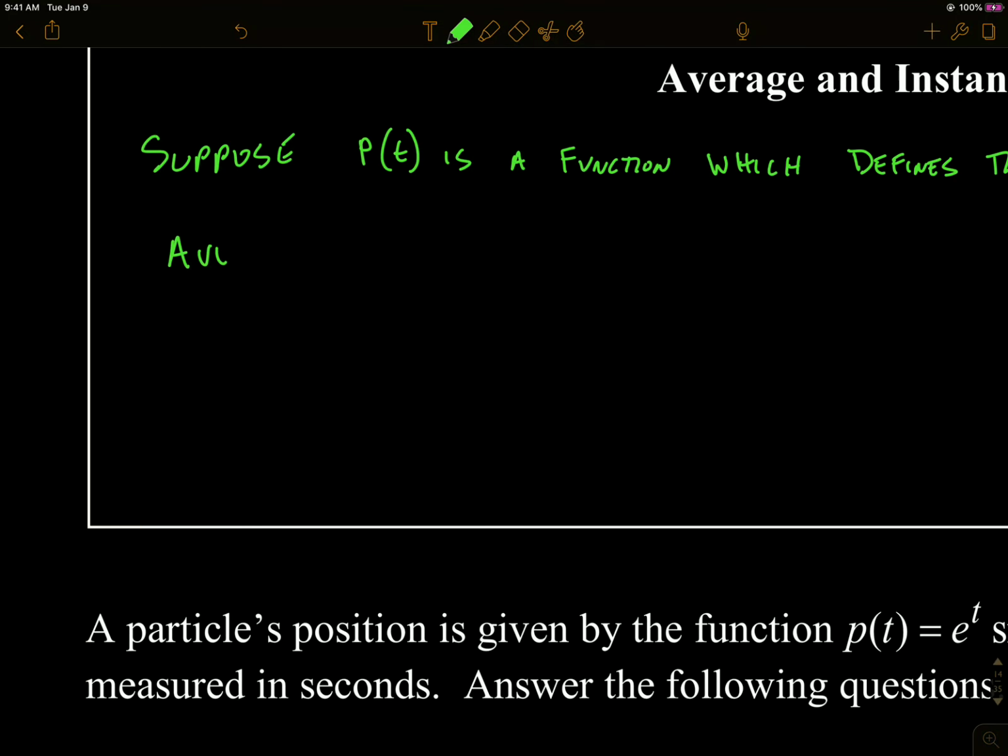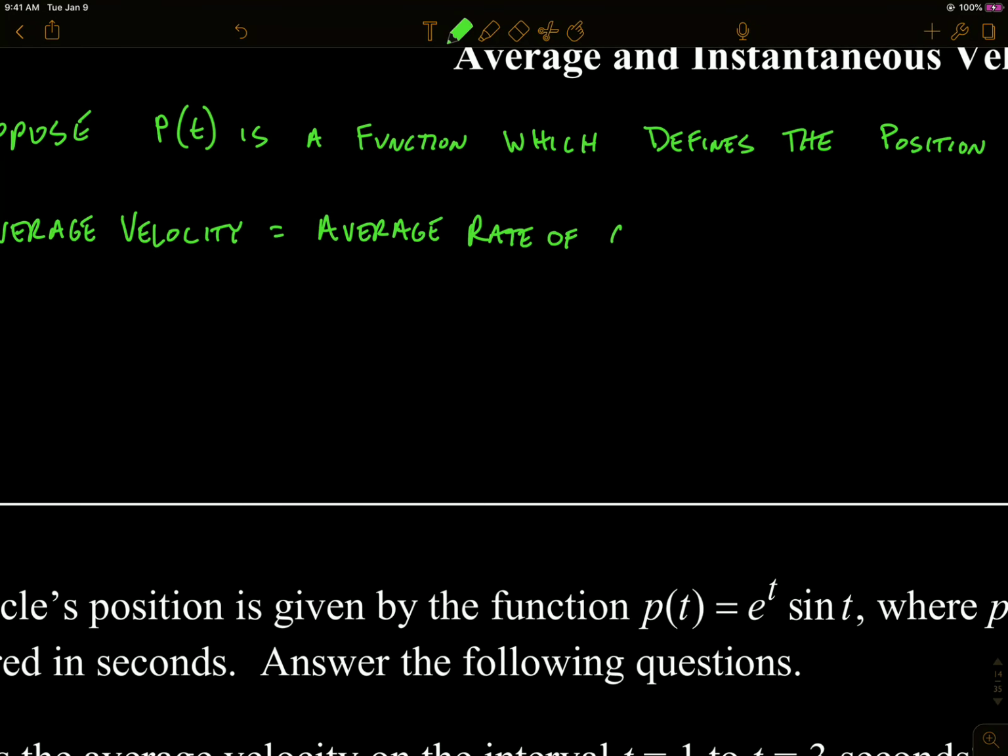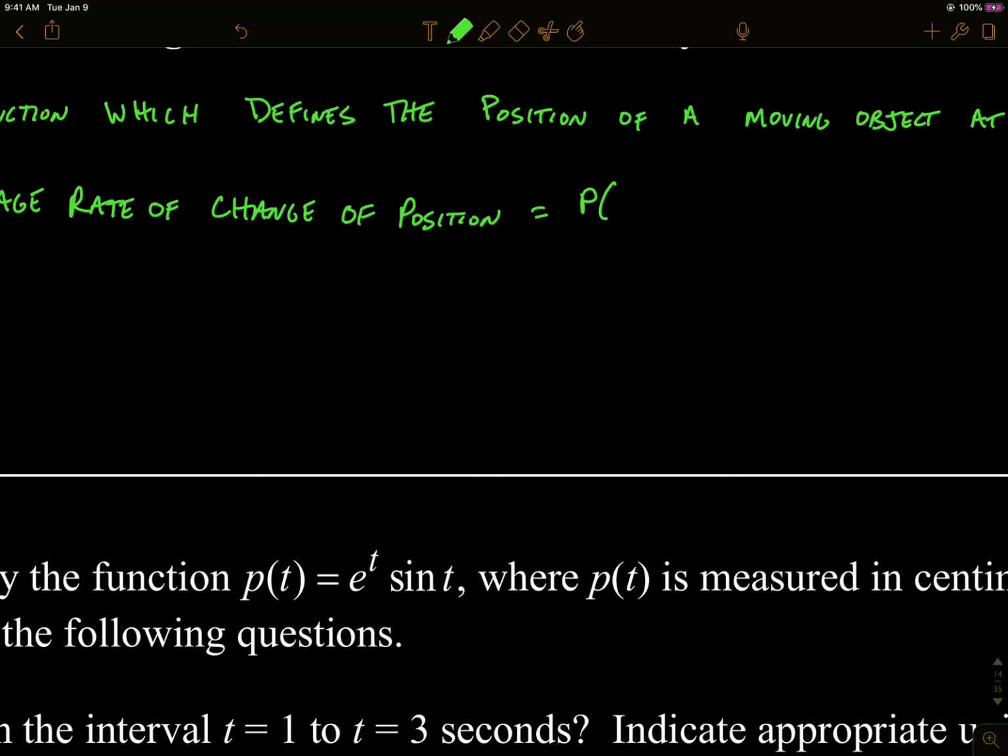The average velocity over a time interval is equal to the average rate of change of position, which is equal to the position at time A minus the position at time B, all over the difference in that interval, the change in time. So it's change in position over change in time.